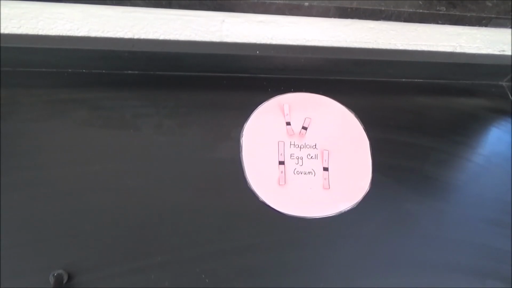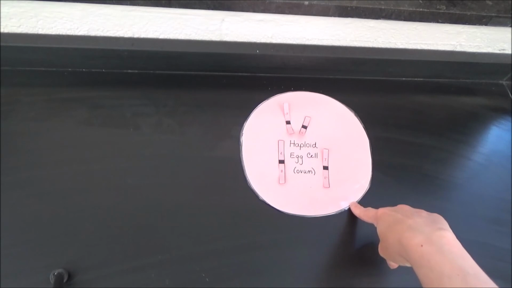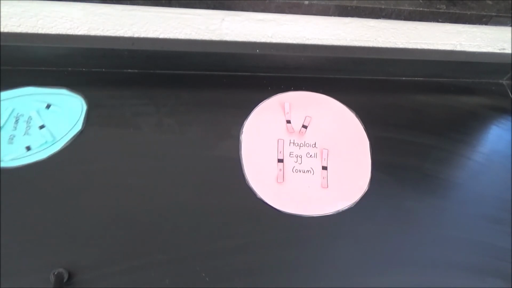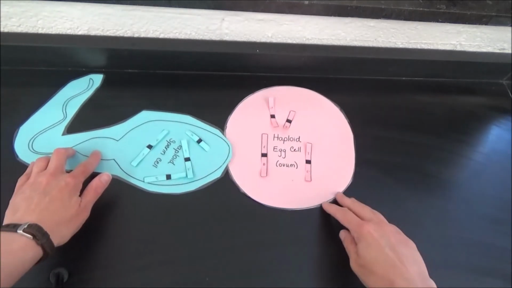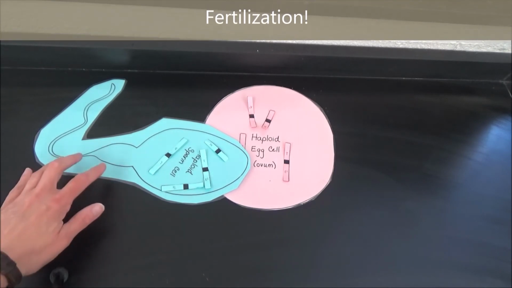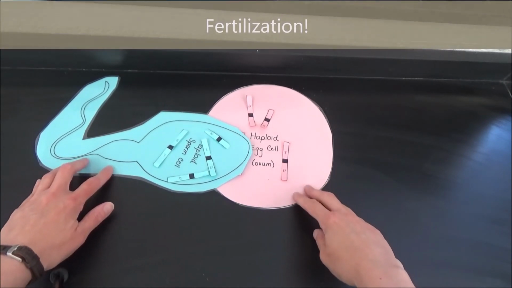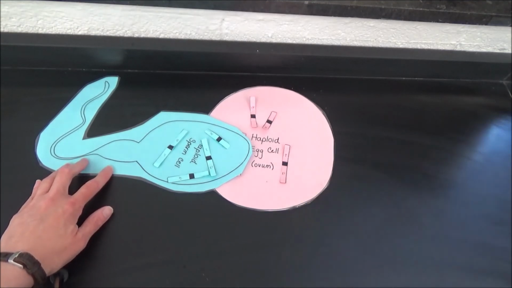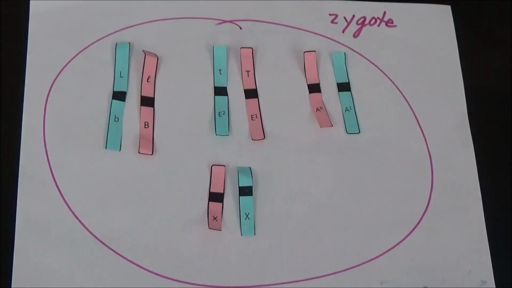Okay, it's time for fertilization. We have our haploid egg. Let's wait for our haploid sperm. Okay, fertilization occurs when the sperm delivers its genetic material to the egg. Now we have a fertilized egg called a zygote. Through the magic of fertilization, we have a zygote. Remember, a zygote is a fertilized egg. And half of the zygote's chromosomes come from mom, and half come from dad.